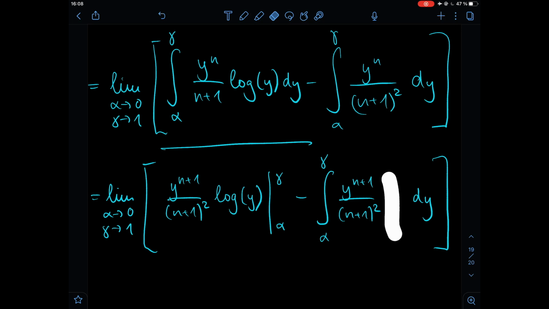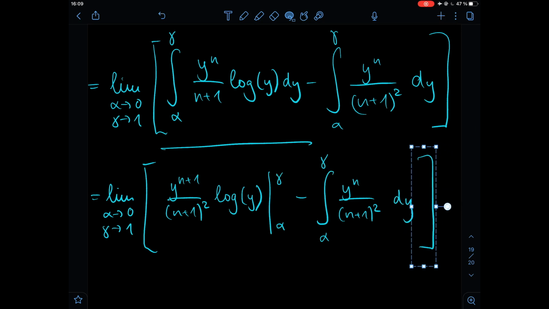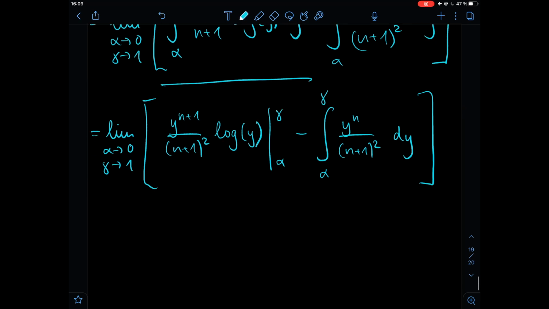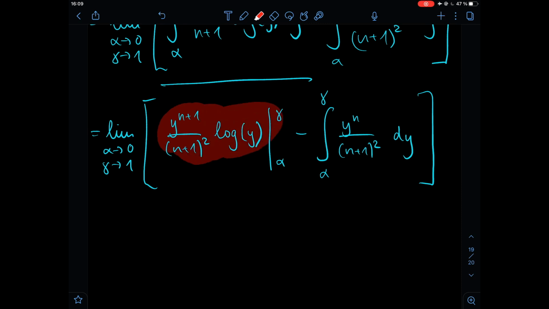So this is our integral. We can drop the 1 over y already and the plus 1 in the denominator. Then we shorten the integral already and the bracket finishes a bit earlier. Now we have to take a look at those limits here again. So what happens if we plug in 1 for gamma? What happens if we plug in 0 for alpha? So let's plug in 1 for gamma.